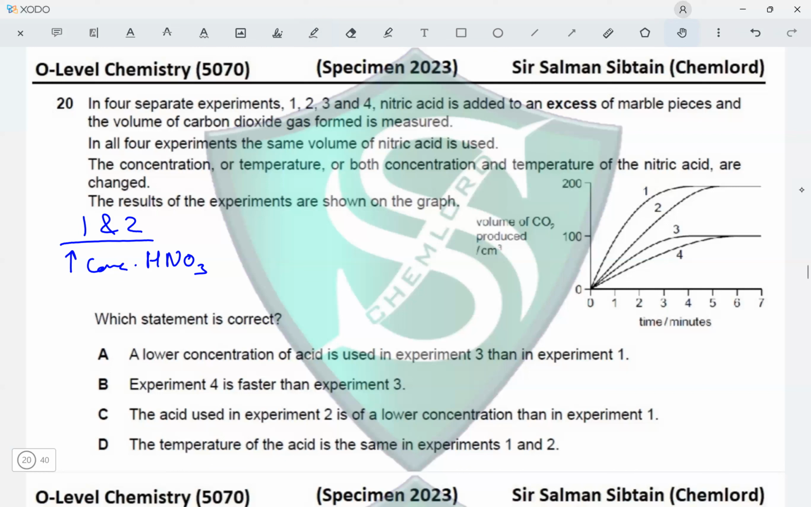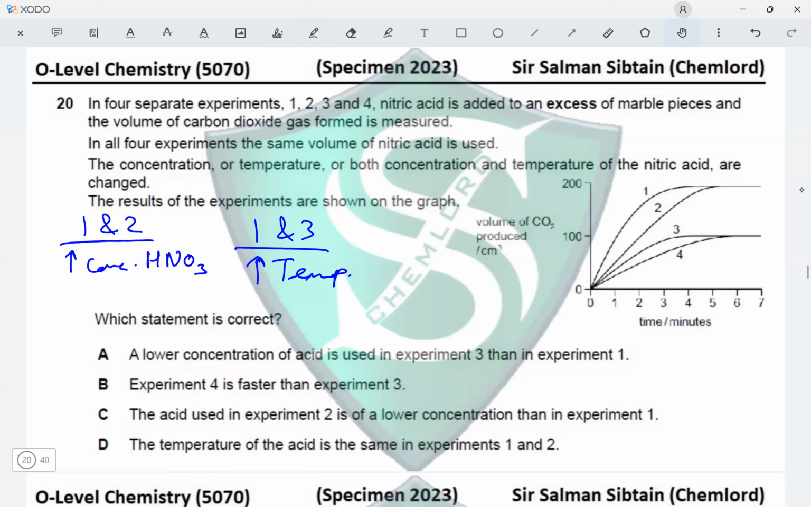But the total quantity produced for experiment 1 is the same as the total quantity produced for experiment 2, but quicker. Whereas the total quantity of CO2 produced for experiment 3 is the same as the total quantity of CO2 produced for experiment 4, but quicker. This shows that experiments 1 and 3 are being performed at a higher temperature. So now the question states which statement is correct. Now we will consider each statement one by one.